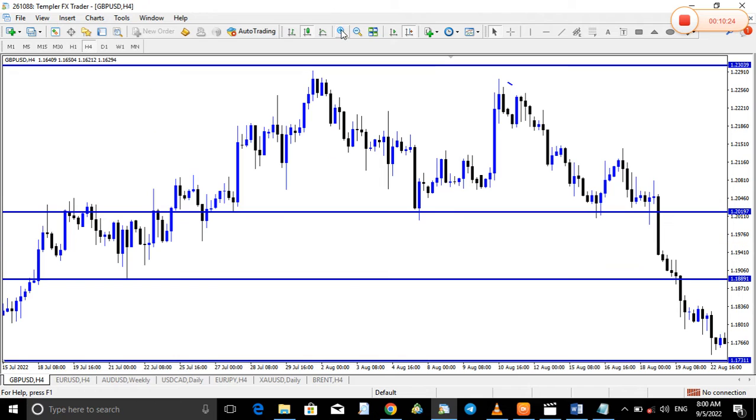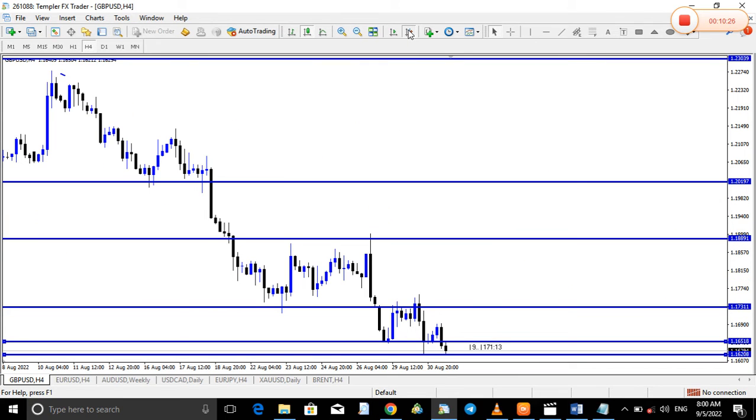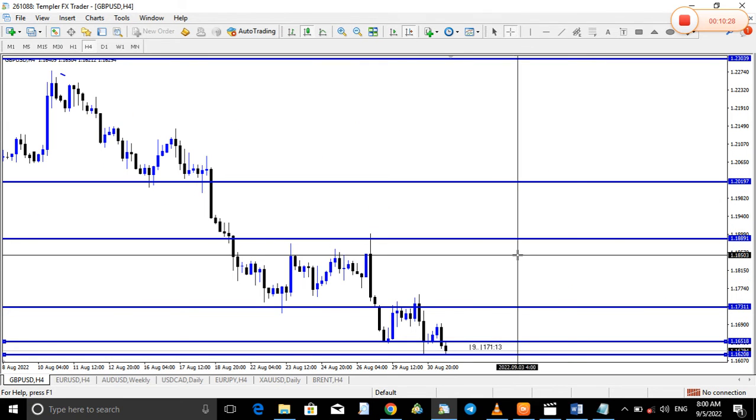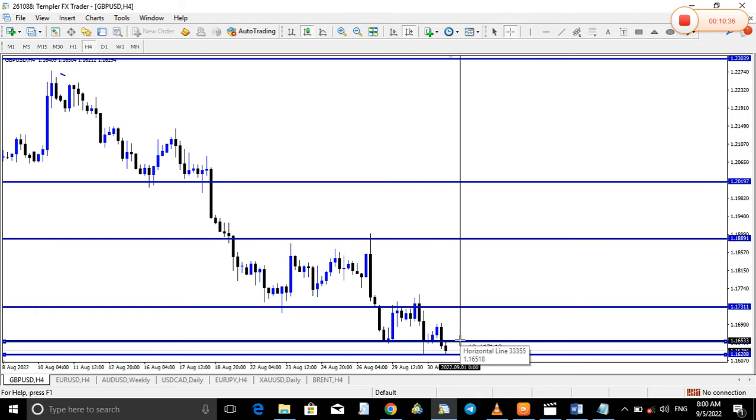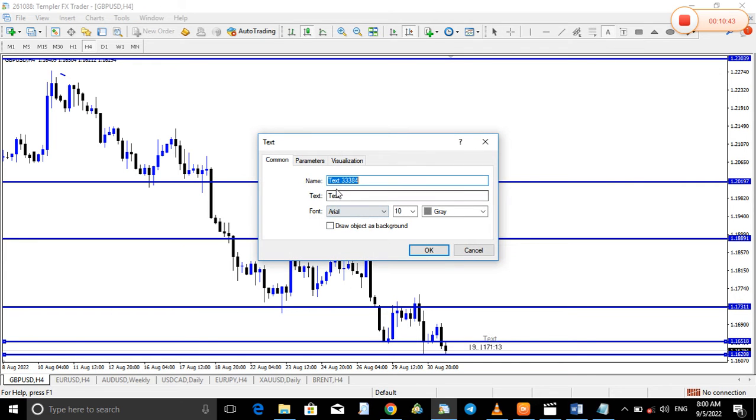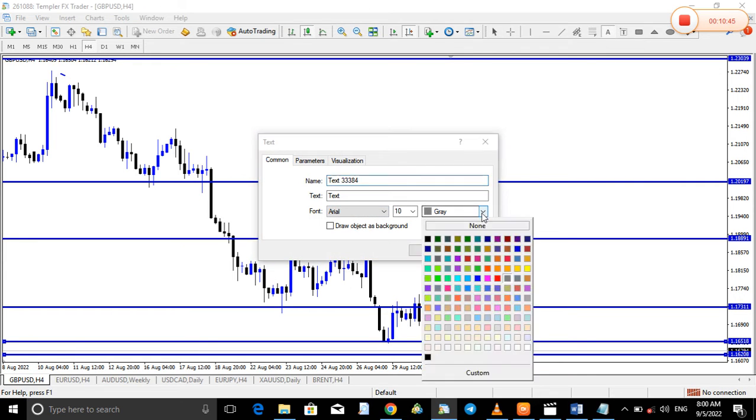Now let me try to zoom out. You can see that at the moment the price is around 1.16229, but you have placed your buy order. Let me indicate it. This is a buy order.